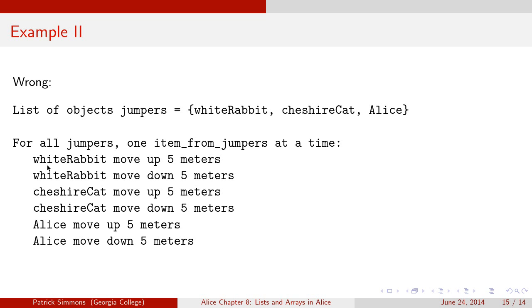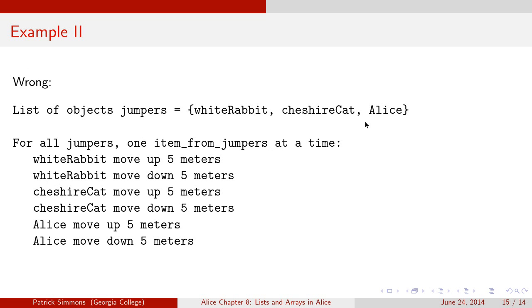Why is this wrong? Because you're referring to the items in the list by name inside of the loop. The point of this loop is you have the list up here, and you go through, and whatever's in the list, you make it jump. Here, you're not doing that. You're not using this item from jumpers parameter variable. You're not using the item from jumpers variable. You're saying white rabbit, Cheshire cat, and Alice.